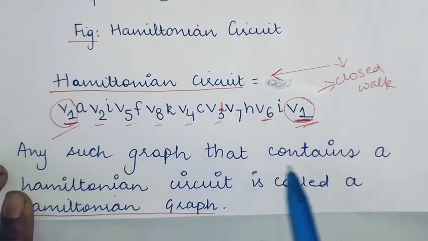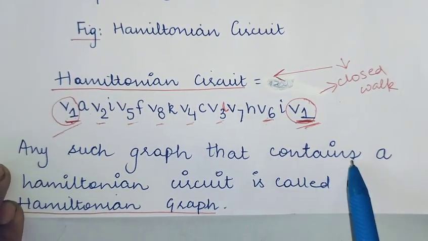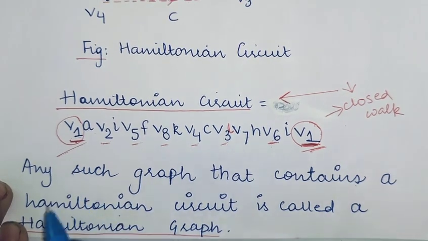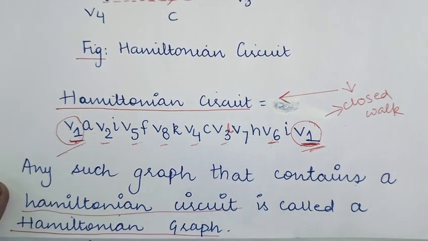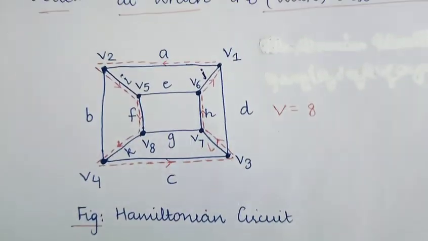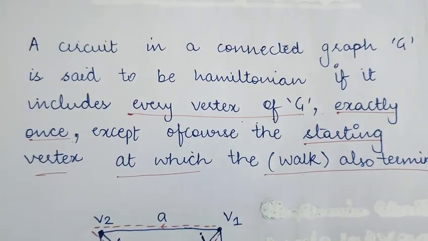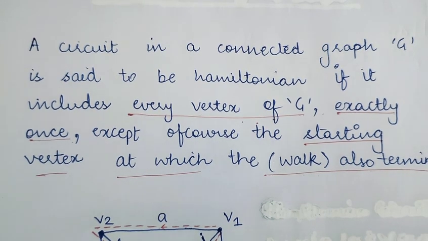And any such graph, as I told you, that contains a Hamiltonian circuit is called a Hamiltonian graph. So today we have studied Hamiltonian path, Hamiltonian circuit and a Hamiltonian graph. The only difference between a Hamiltonian path and a Hamiltonian circuit is that a Hamiltonian path consists of an open walk and a Hamiltonian circuit consists of a closed walk. Other than that, all the conditions are the same.